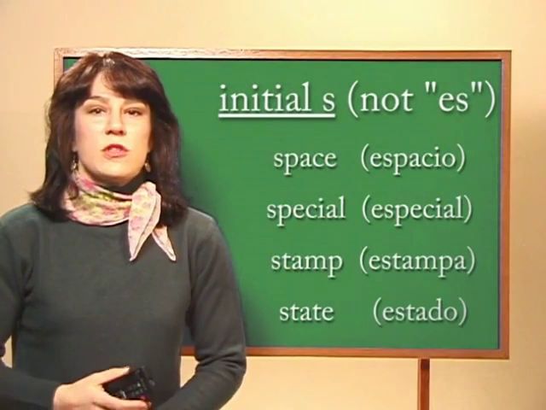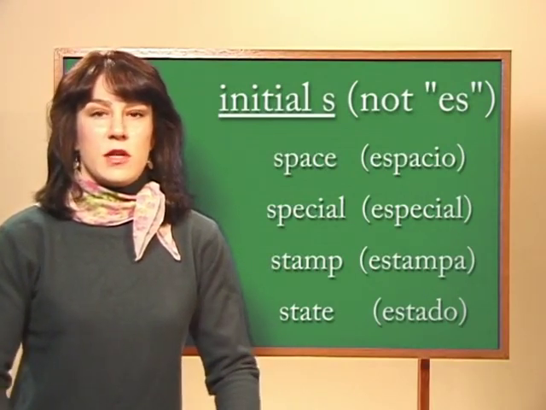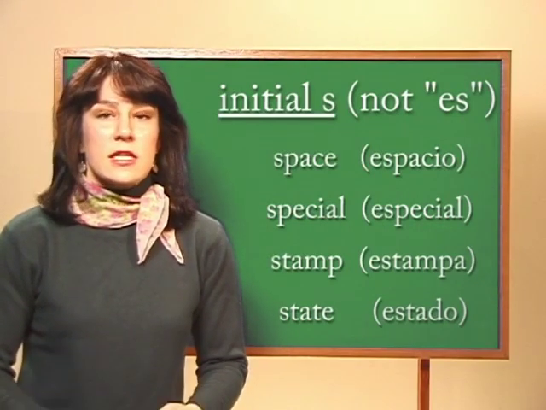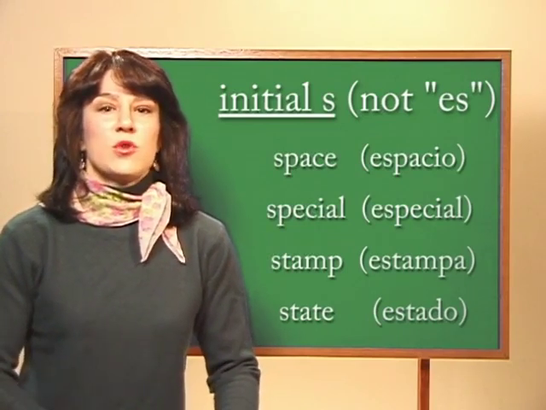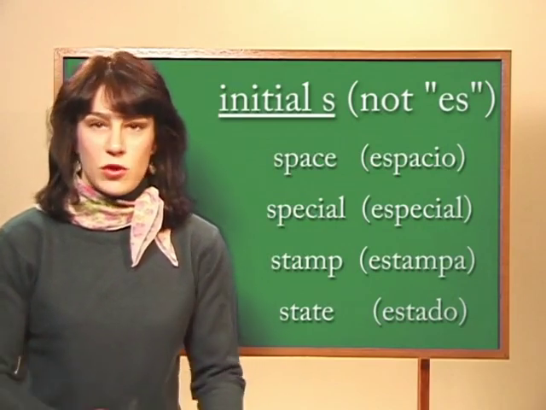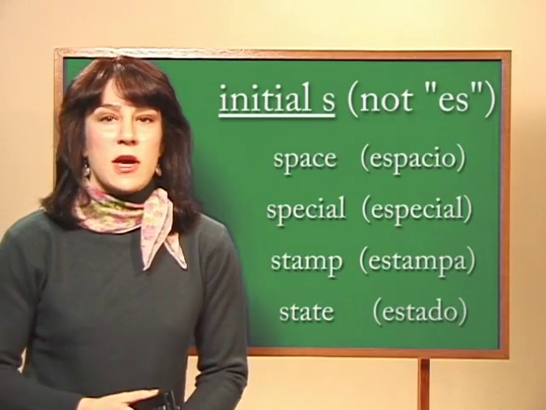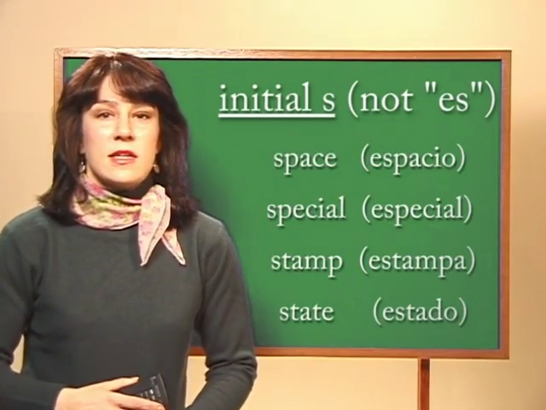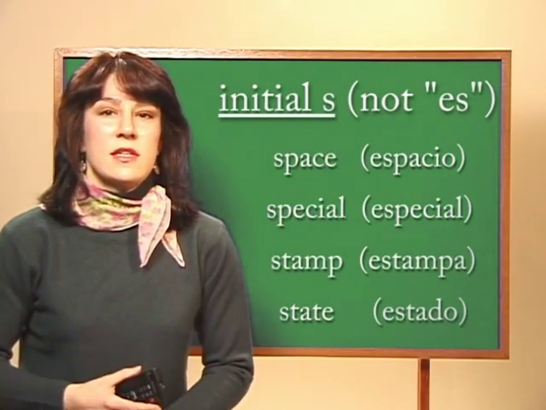Many Spanish words begin with ES when their English counterparts just begin with an S. For example, the English word space is espacio in Spanish. Therefore, many Spanish speakers will put an ES in front of an English word that begins with only an S. Here are some English words: special, stamp, and state. Now think of the Spanish equivalent. They all begin with ES.